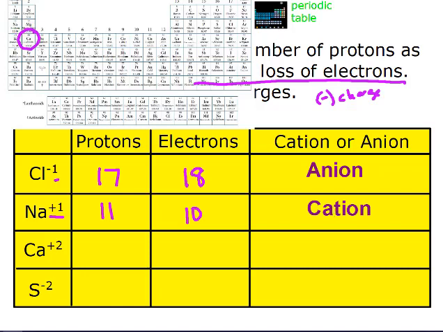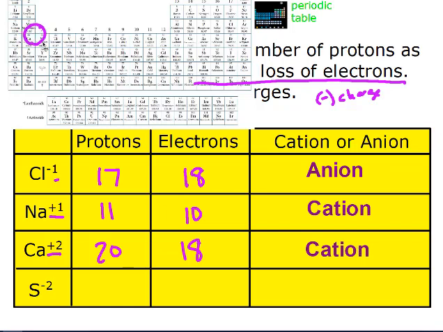Calcium, which we saw earlier, has 20 protons. But since it has a charge, its electrons can't be 20. We have a positive 2, which means I need to subtract 2 from my protons, giving me 18 electrons. I've lost 2 electrons. Since it's positive, it's also got to be a cation.